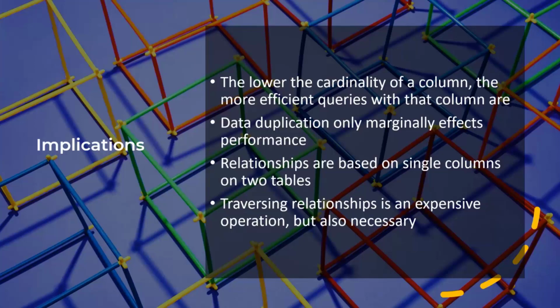And lastly on here, I'm talking about traversing relationships. It's an expensive operation. So what we want to do is minimize the number of relationships that we use in our models. Sorry, not in our models, but we want to minimize the number of relationships in a specific analytical query. I have an example that I can show you based off of that.